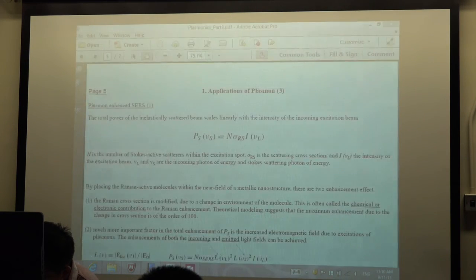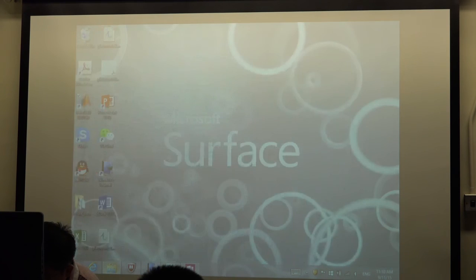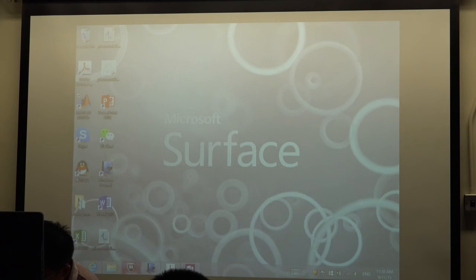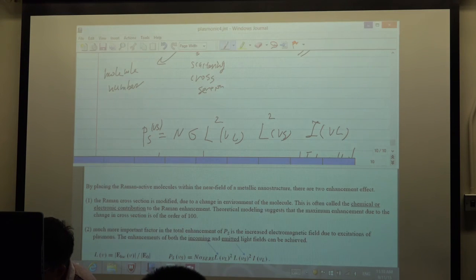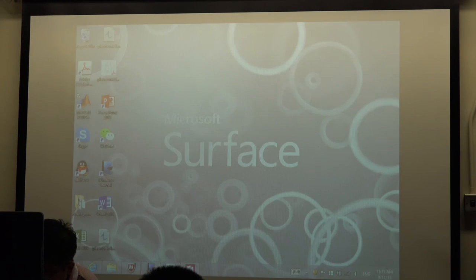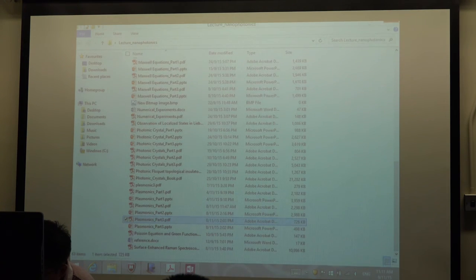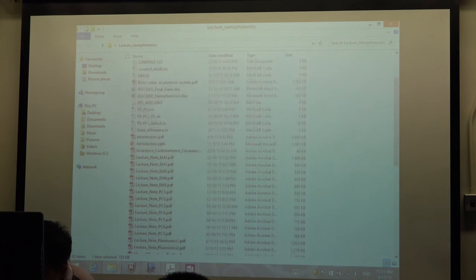Open very slow. It's not there. I don't know why. I remember I initially opened up this MATLAB, but now I cannot find this. Oh, I can do this program. Maybe I can open this. Very slow.